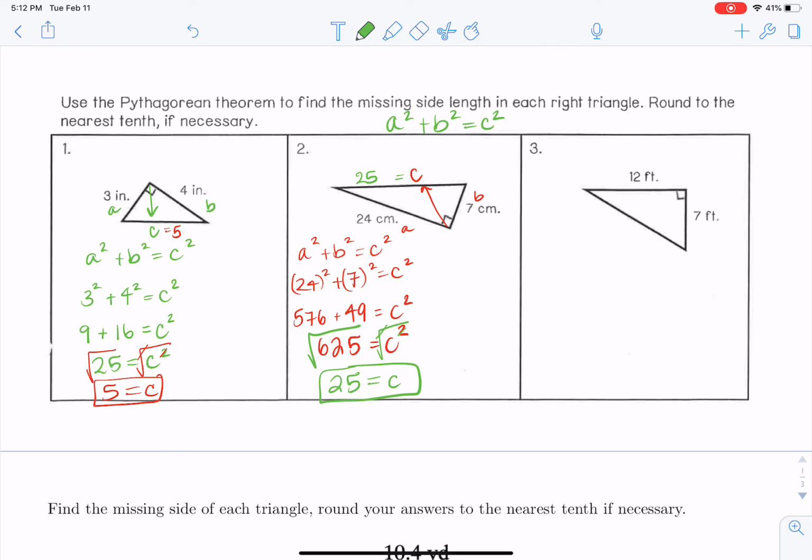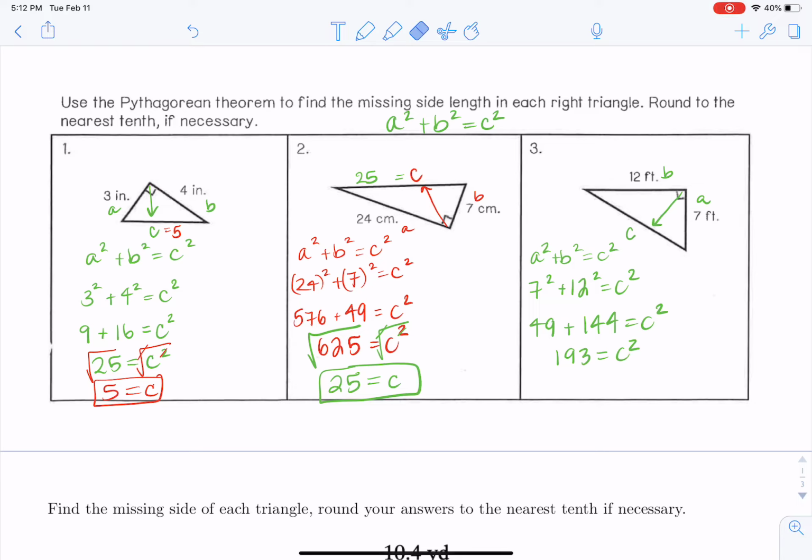And another example over here, we'll start by labeling my triangle. So through the box and to the other side, I'm at C. Let's call this A and this side B. A squared plus B squared is equal to C squared. So 7 squared plus 12 squared is equal to C squared. So 49 plus 144 is C squared. And I know that this is going to give me 193 is equal to C squared.